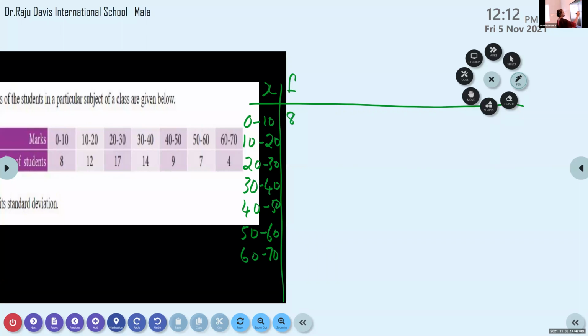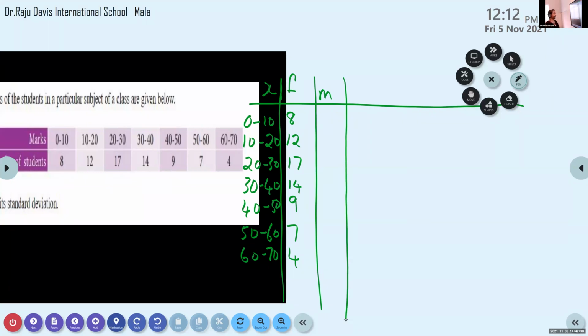This is 8, 12, 17, 14. You have written this before. Next column, you can copy that midpoints. First thing, you have to do the midpoint. In the first period, you did, right? There, M you have to find. What will be the M for this? All the mid values, that is 5, 15, 25, 35, 45, 55, 65.